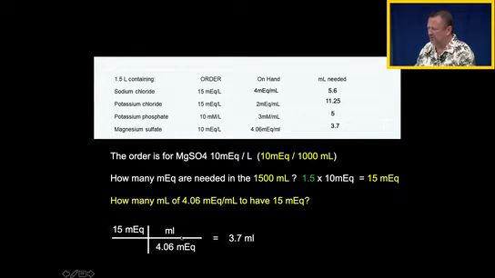And so if we take our 4.06 milliequivalents per mil, we flip that upside down just like pickles and hamburgers, we end up with mils on top, 4.06 on bottom. When we multiply that by the 15 milliequivalents, our milliequivalents cancel out, and we end up with 15 divided by 4.06, which is 3.7 rounded up milliliters. And so now we know how many milliliters of the magnesium sulfate solution to add. Right?